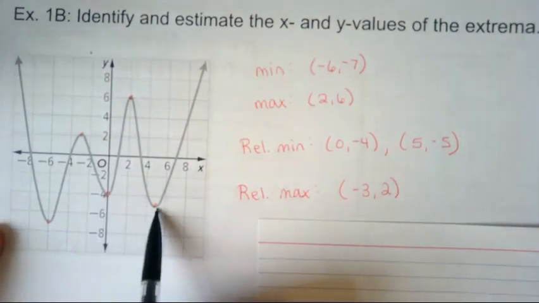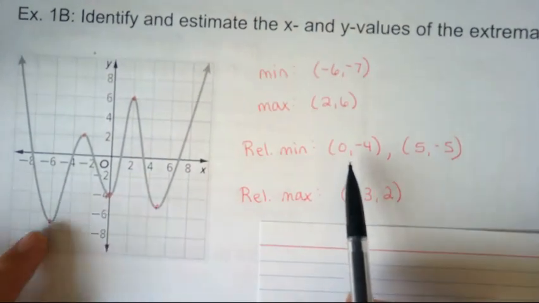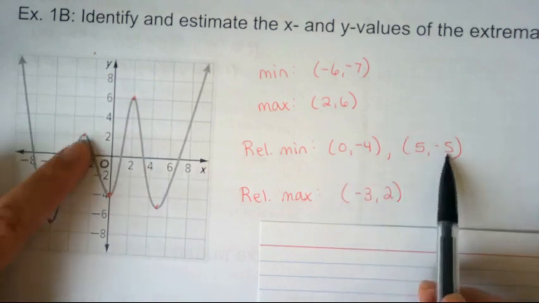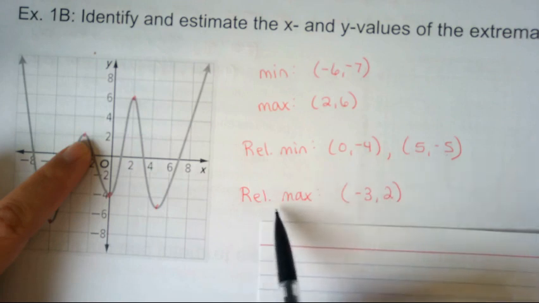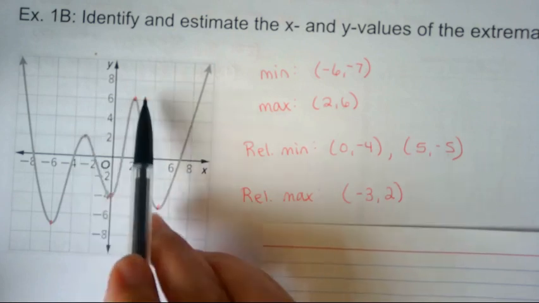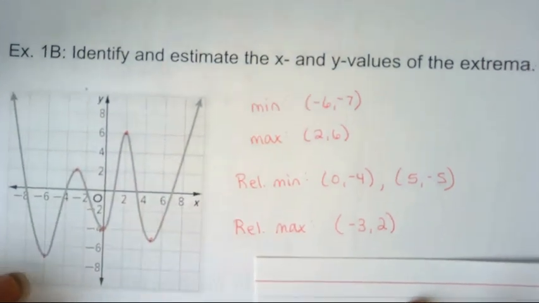So these are both relative mins because they are higher than what your actual minimum is. So (0, -4.5) and (5, -5). And then this one would be your (-3, 2) as a relative max because it's still a maximum, but it's not the highest maximum. So that's why we just refer to it as a relative max.